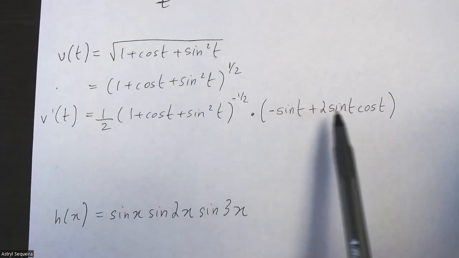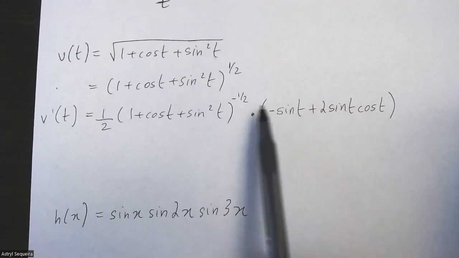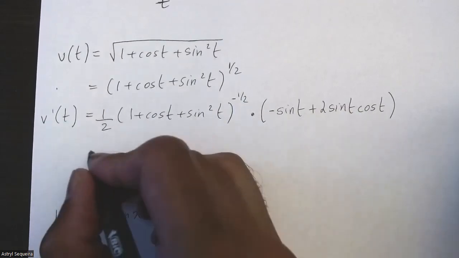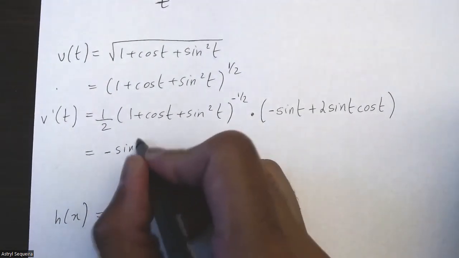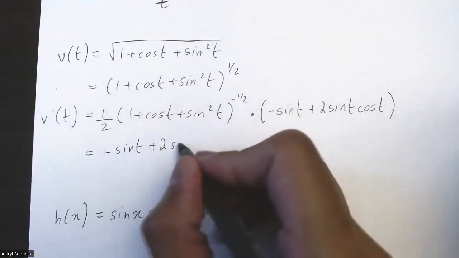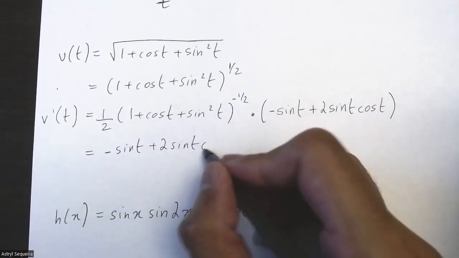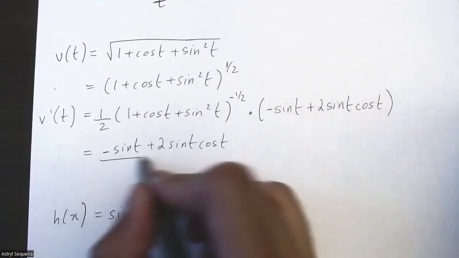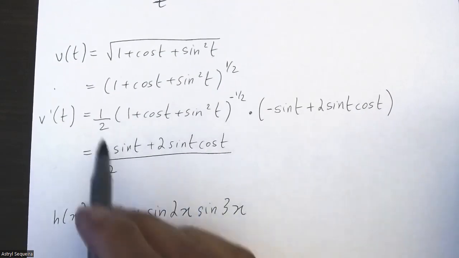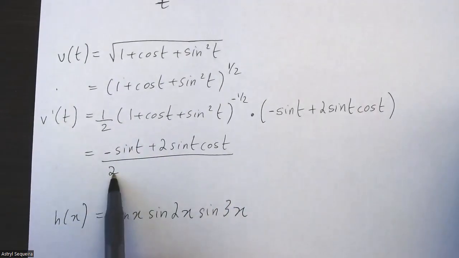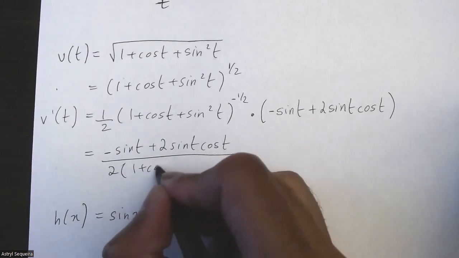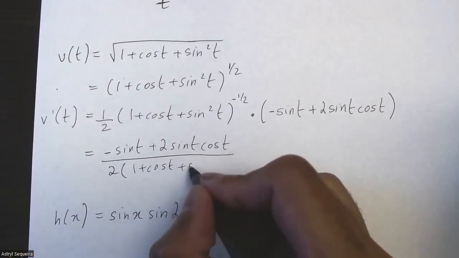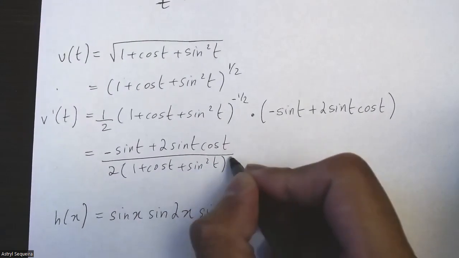Now again, we can just simplify this a bit. We don't want to have negative exponents, so I can just rewrite this as negative sine t plus 2 sine t cos t divided by 2. So for the 1/2, I just wrote the 2 on the bottom, and then I'm going to write this whole bracket on the bottom as well and make the exponent positive.